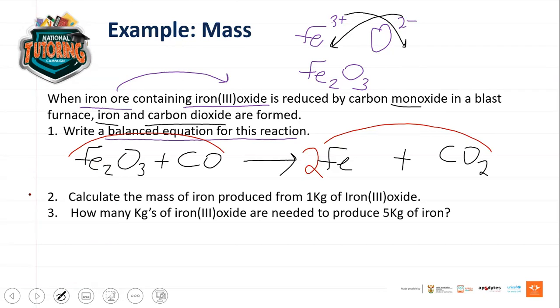What about our carbons? You can see on the left-hand side, there's just C, and on the right-hand side, there's just C. So there's 1 carbon and 1 carbon. Our carbons are balanced. Right, what about our oxygens? They don't look balanced to me. We've got 3 oxygens over here and 1 oxygen over here. That makes 4. But on the right-hand side, we've only got 2 oxygens. So how do we make 2 oxygens become 4? We've got to put a 2 in front.